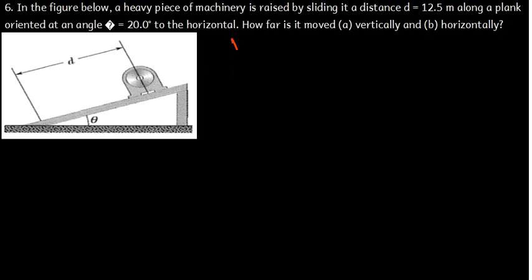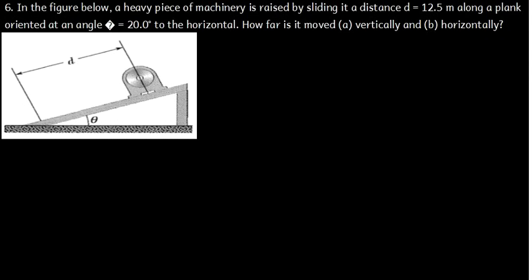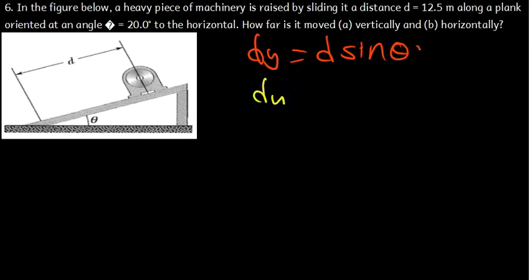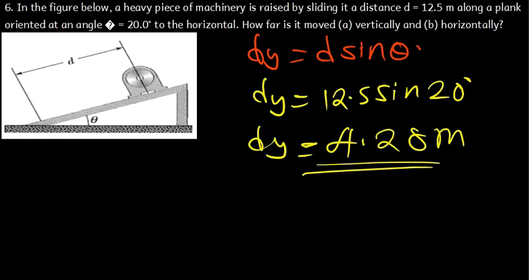So it's vy, that is vertically. So it's going to be v sine theta. So vy, in this case, oh, we have got a d. Let's use d and not v. It's not the velocity, it's the d. So it's going to be dy, d sine theta. So we're going to have our dy, where d is 12.5, sine of the angle, 20 degrees. So how far vertically is going to be 12.5 sine 20, which is going to be 4.28 meters. That is how far vertically it was moved.